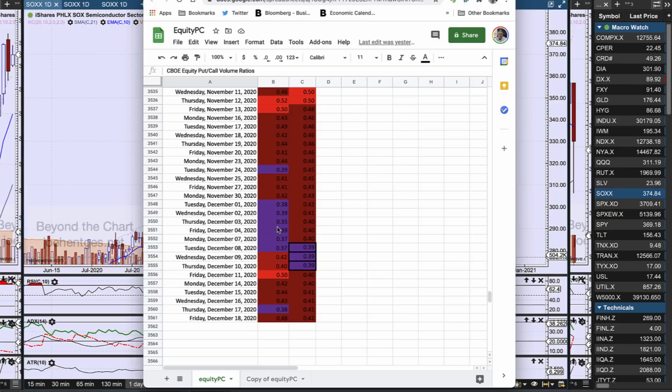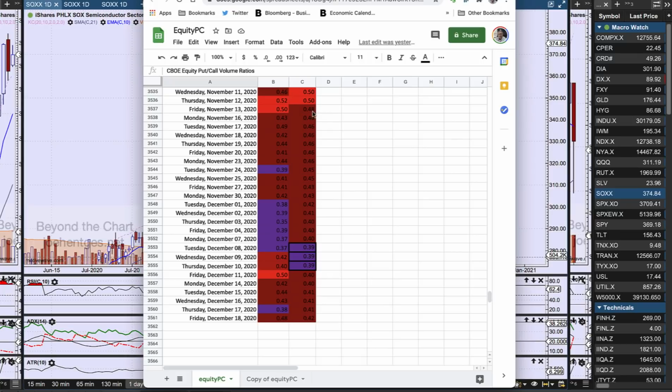I have had more readings in the 30s in the last 6 months than I've had in all my data prior to June of this year, all the way back to 2006. My data only goes back to November 2006. I've only got 14 years' worth of data right now in this spreadsheet. And I've just never seen this kind of extreme.